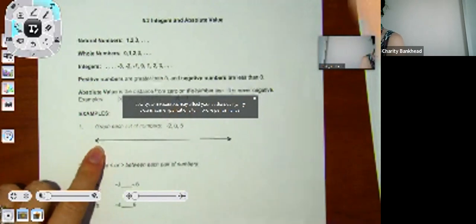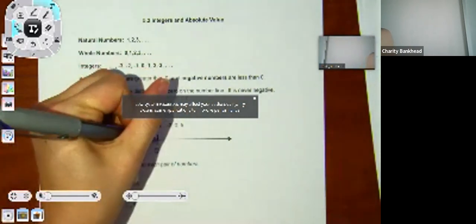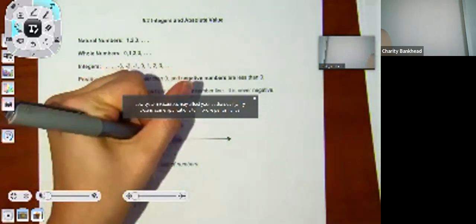All right, so let's graph these on a number line, okay? So here is 0, and here is -2. 1, 2, 3, 4, 5. There's 5. Okay, so plot the numbers on a number line like that.